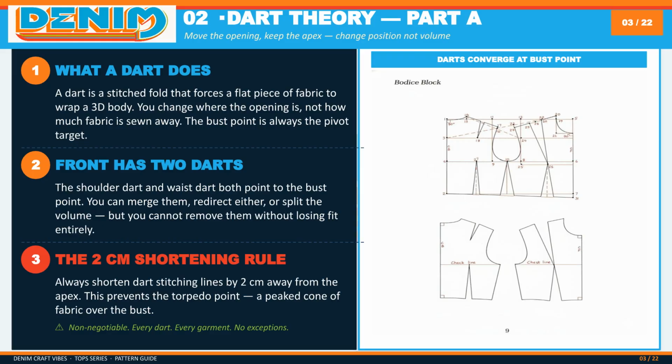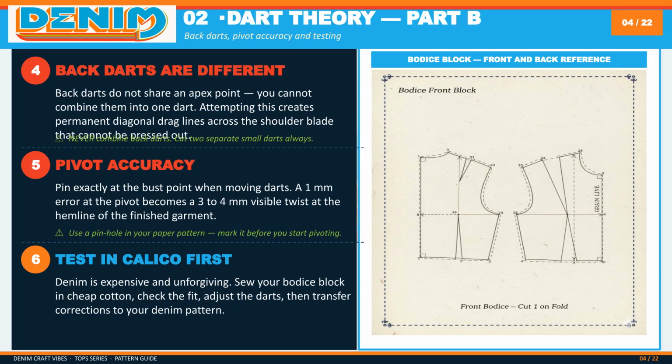On the front bodice, darts point toward the bust point, and that shaping can be moved into another area of the pattern without changing the fit. The rule that saves the look of the garment is this: do not stitch all the way to the bust point. Stop short, so the fabric shapes smoothly instead of forming a sharp point.